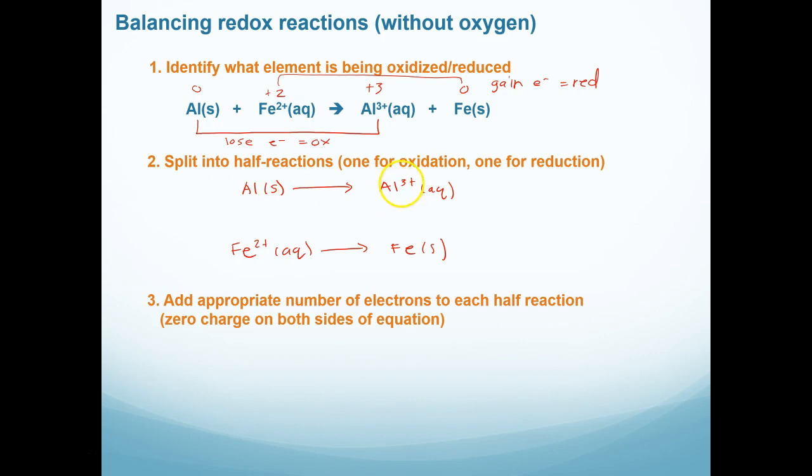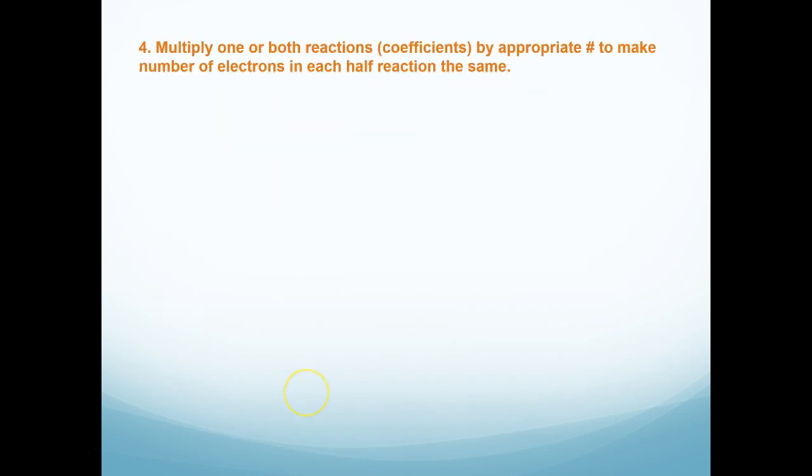We have a +3 here, so we need to add in 3 electrons, right? On the bottom, we have 0 overall charge. On this side, we have +2. So on this side, we need to add 2 electrons to balance out the +2. Okay, so we have that.